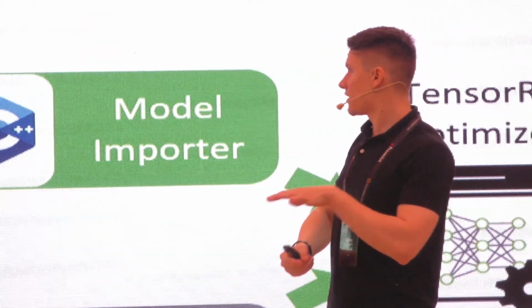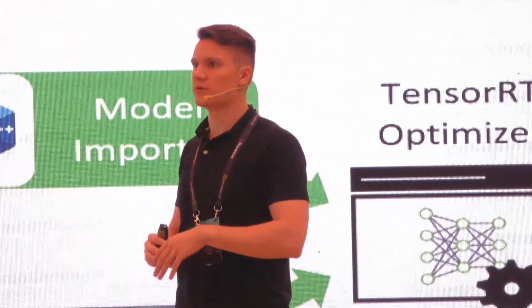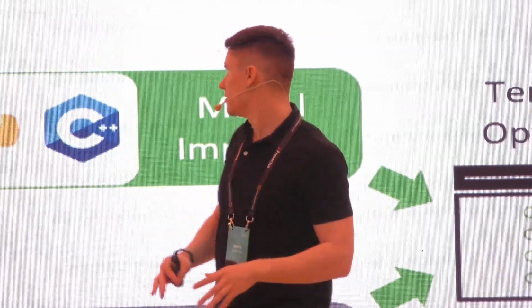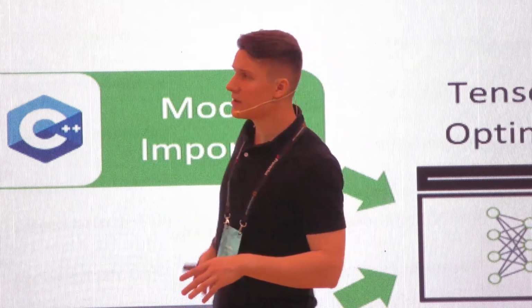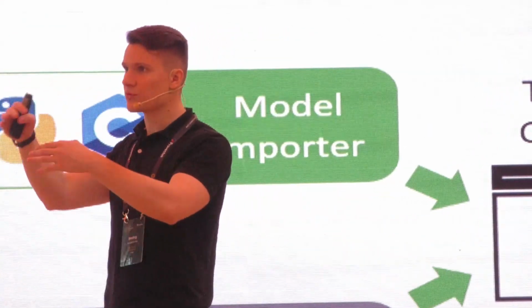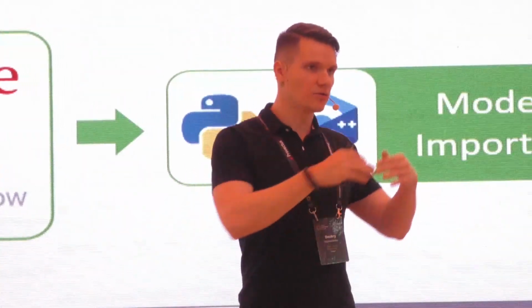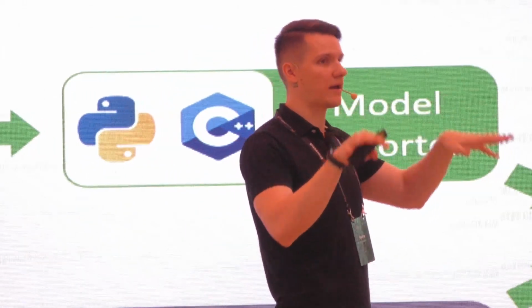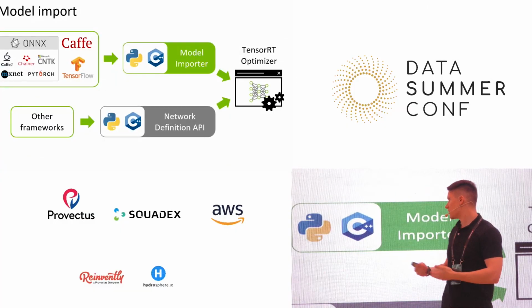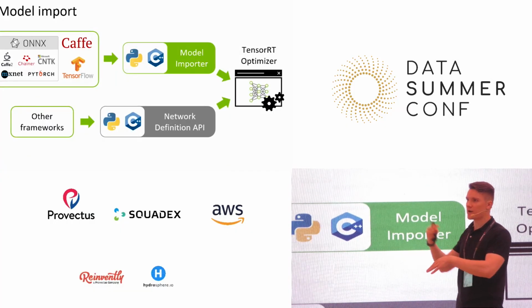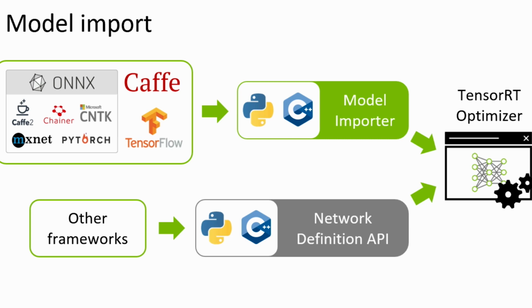But in case you have some other framework or you wrote your own neural network, you can use the network definition API. That means you have to write down, probably in Python or in C++, the definition of your network by hand. But that's not a problem, actually. You can do that too, in the same way as you write down the definition of your neural network in some other framework like TensorFlow, etc.